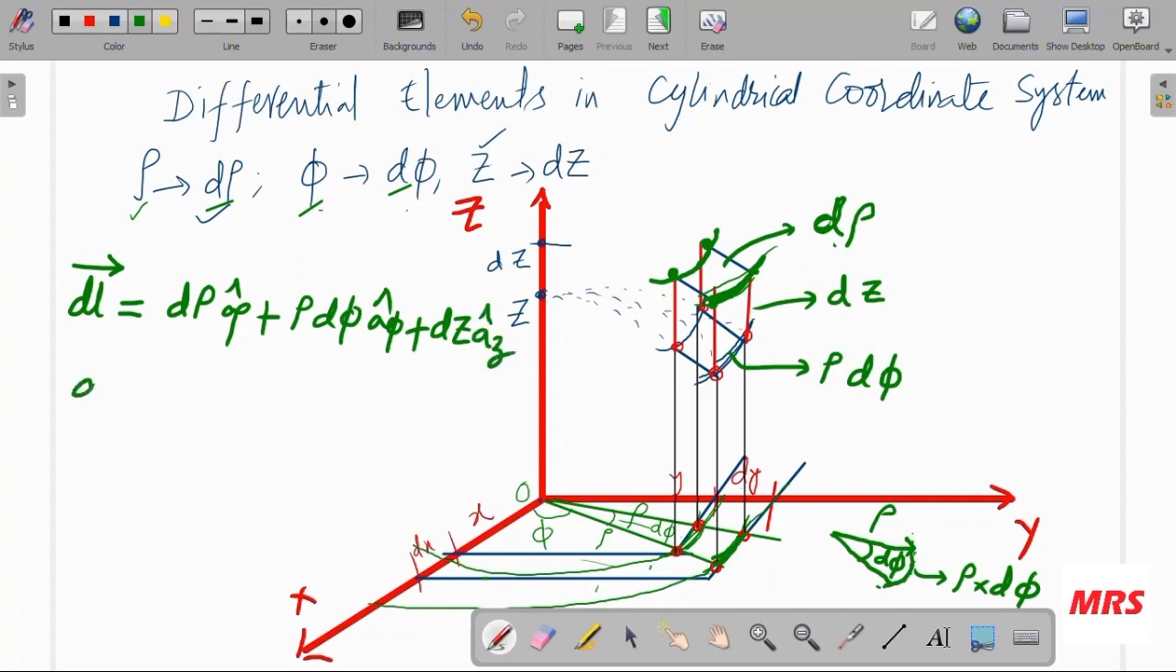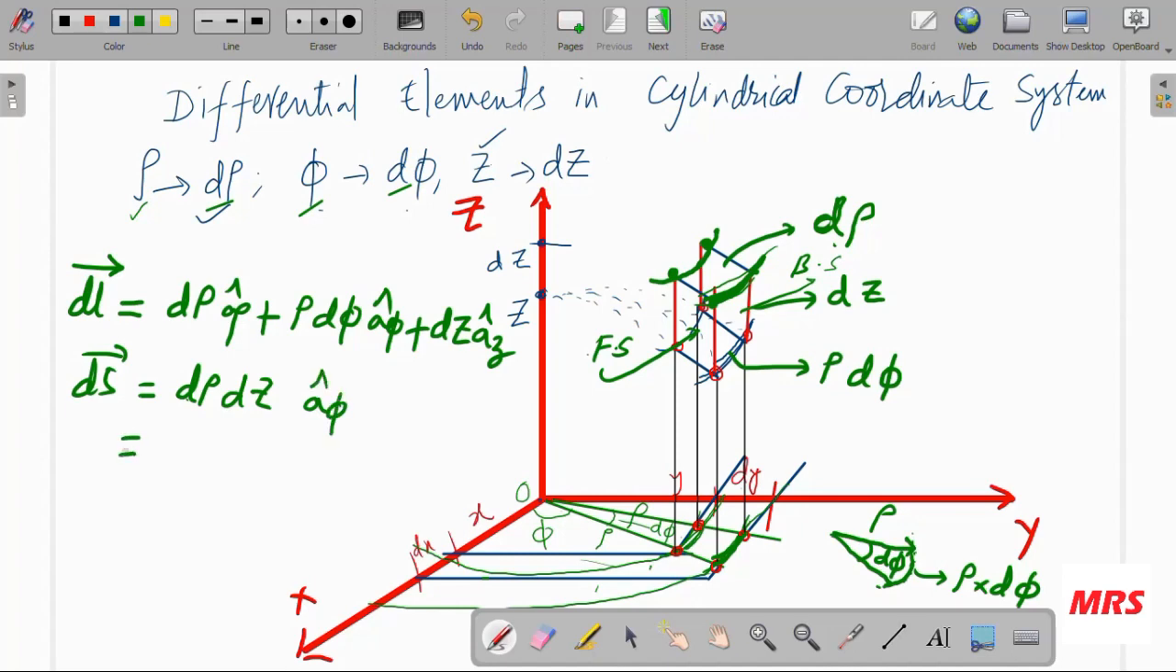Then the differential surface area: there will be 6 surfaces here. One is the front and back surface. This is the back surface, this is the front face. Front surface and back surface are both similar, identical, and these two are lying in the rho and z axis. So we can write rho d rho dz. This plane is perpendicular to a phi cap.